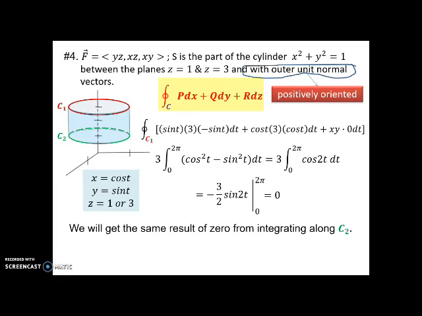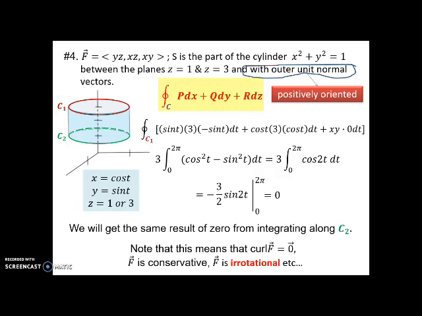Note that this means that curl f is 0, and f is conservative, and f is irrotational, etc., because the line integral is equal to the double integral, and so the double integral will be 0 also, which makes the curl 0.